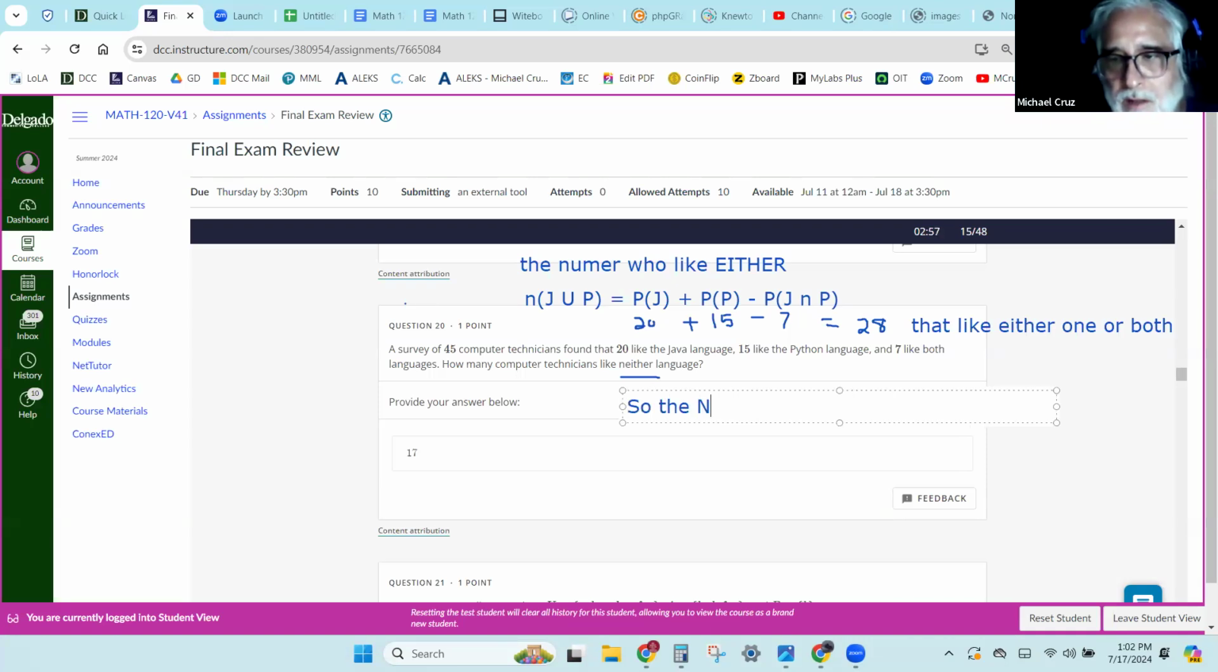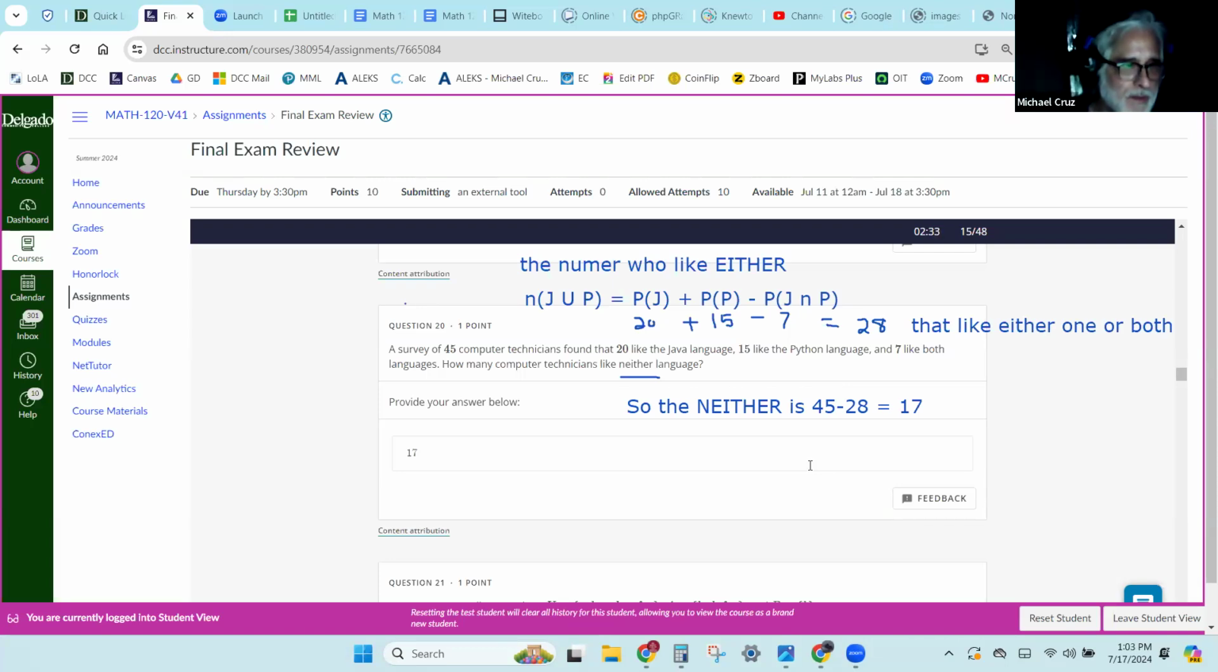So the neither is 45 minus the 28, which was equal to 17. Does that make sense? Like I said, you're using that twice, the OR rule.